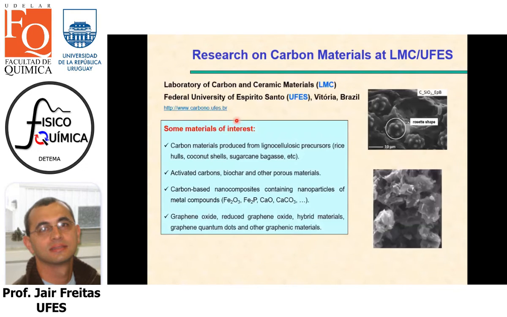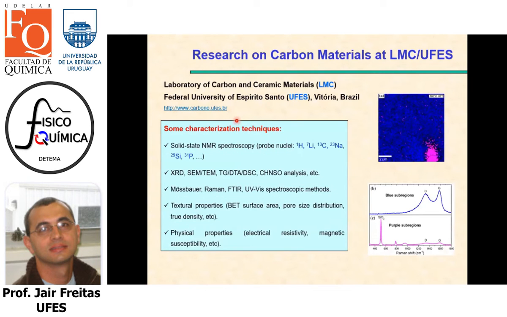In our group, we study different types of materials, including carbon materials derived from lignocellulosic precursors, and porous materials of different types, biochar. And more recently, some 5 or 10 years ago, we started to study these graphenic materials, especially graphene oxide, reduced graphene, and hybrid materials. We use a lot of different characterization methods, mainly solid-state NMR, as I just mentioned, but also some other spectroscopic methods, measurements of physical properties, and so on.